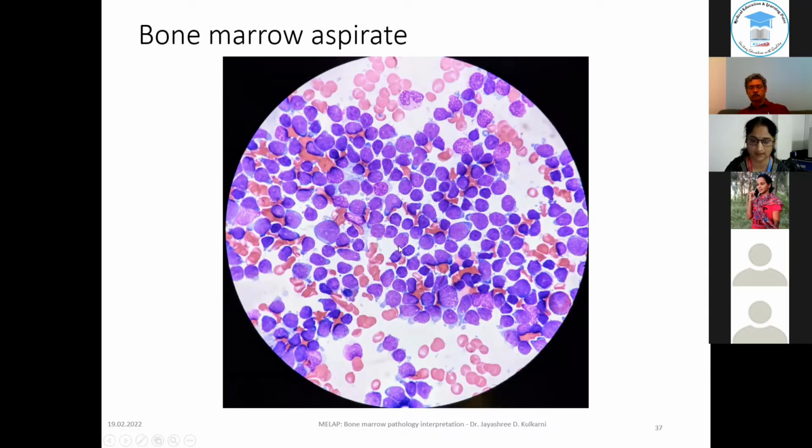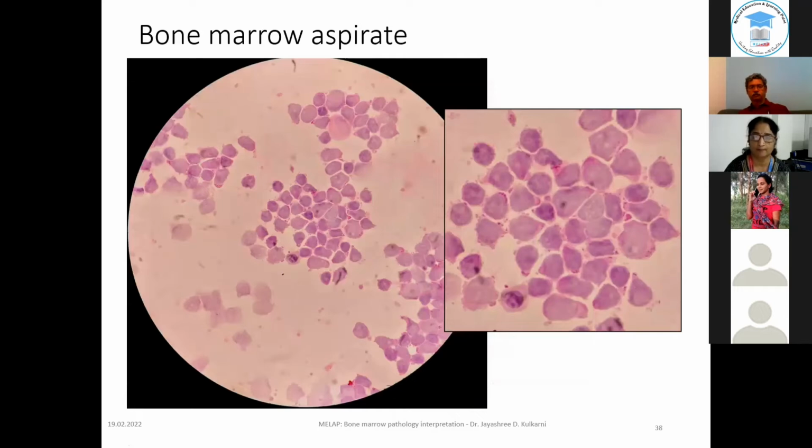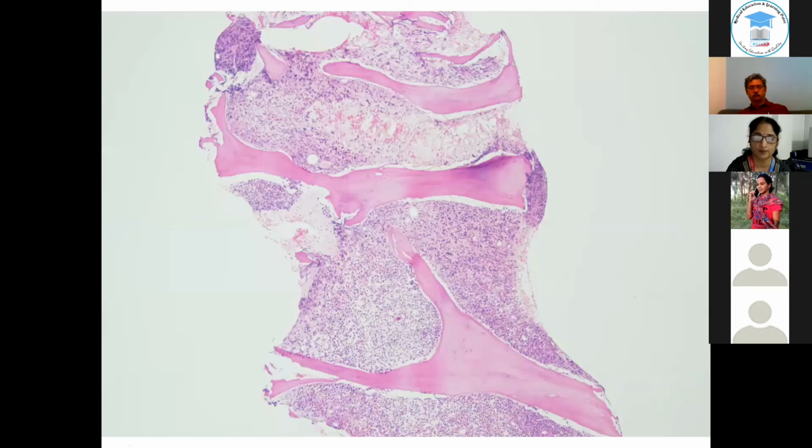very prominent here. This is a PAS stain of the same, and you can see that there is block positivity in these cells. So as I was telling you in the introductory session, MPO and PAS are two stains which can help you very much in giving the preliminary diagnosis.